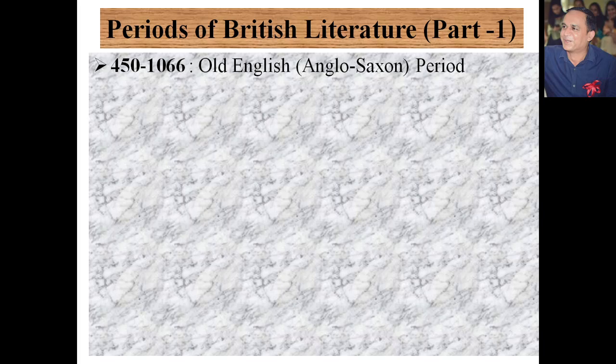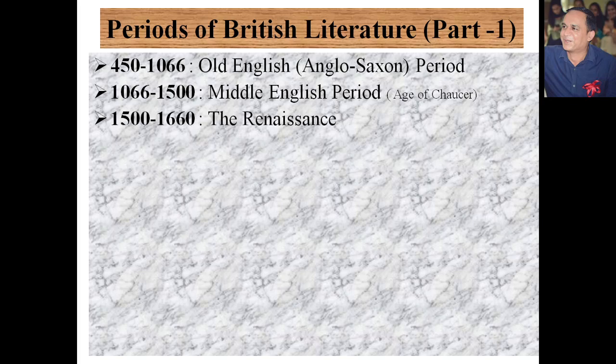And why 1066? Because in 1066, England was attacked, or the French rulers came here, and we'll be discussing that shortly. Okay, and then from 1066 to 1500, it is considered to be the Middle English period, also known by the great poet or the father of English language and literature, also known as the age of Chaucer. Okay, so next division is from 1500 to 1660, known as the Renaissance.